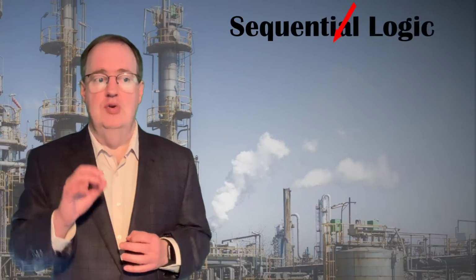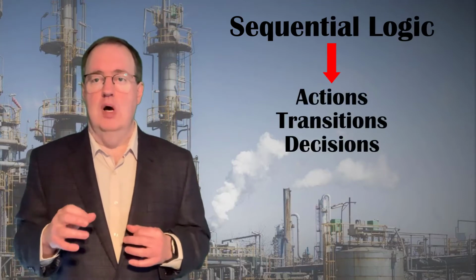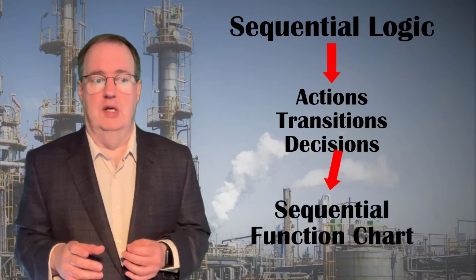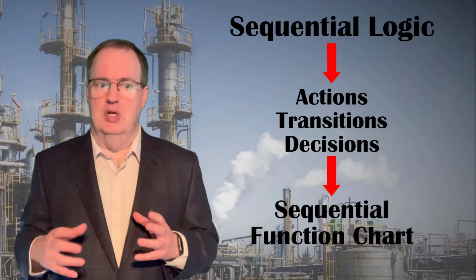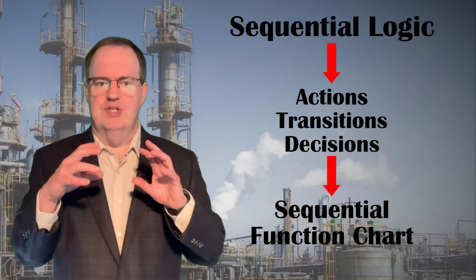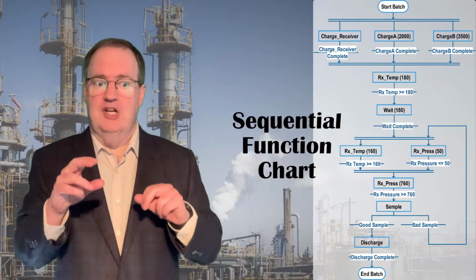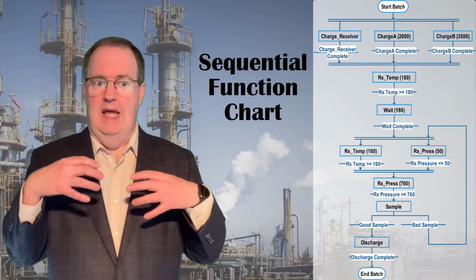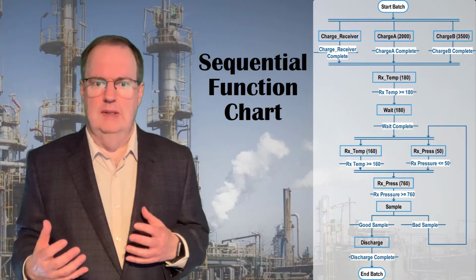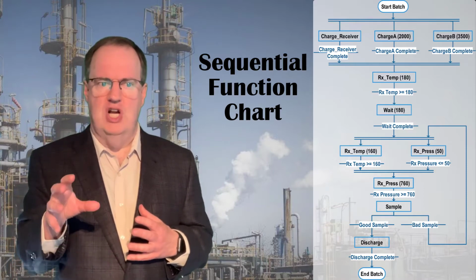In the last video, we wrote a batch recipe and learned to express it as sequential logic using a vocabulary of actions, transitions, and decisions, and then draw it as a structured function chart. It resembled a chemist's description of how a batch would run, largely because the actions we were restricted to were pretty big picture. Actions like charge A and reactor temperature control. Clearly, there's a lot of detail hidden in the words charge A.